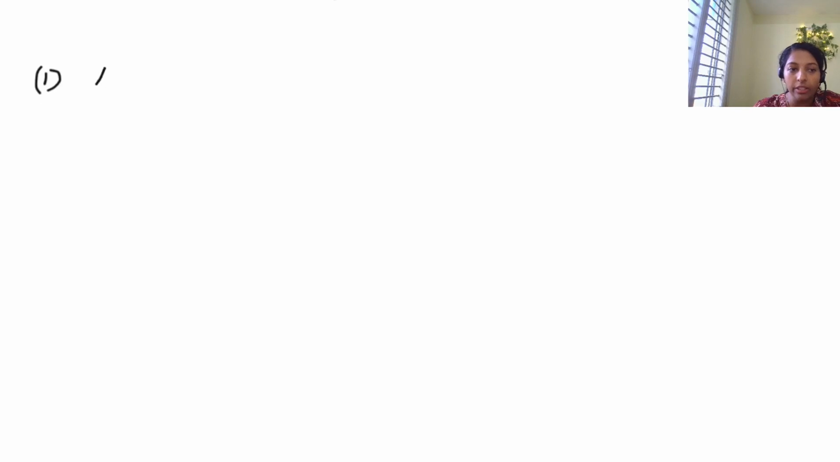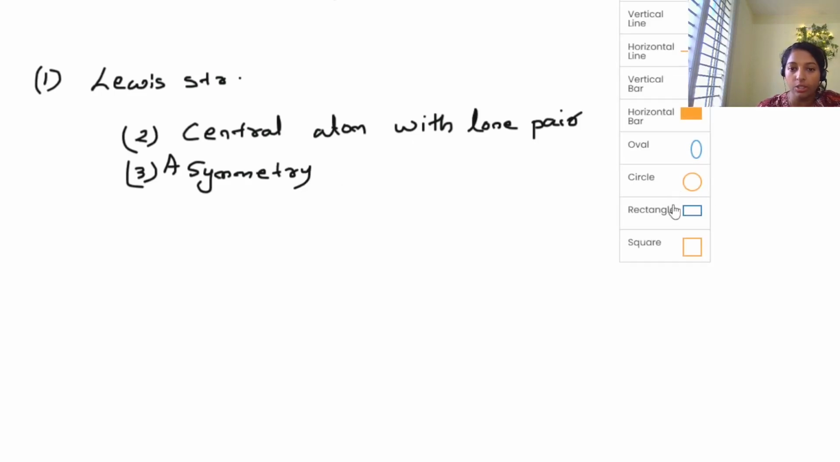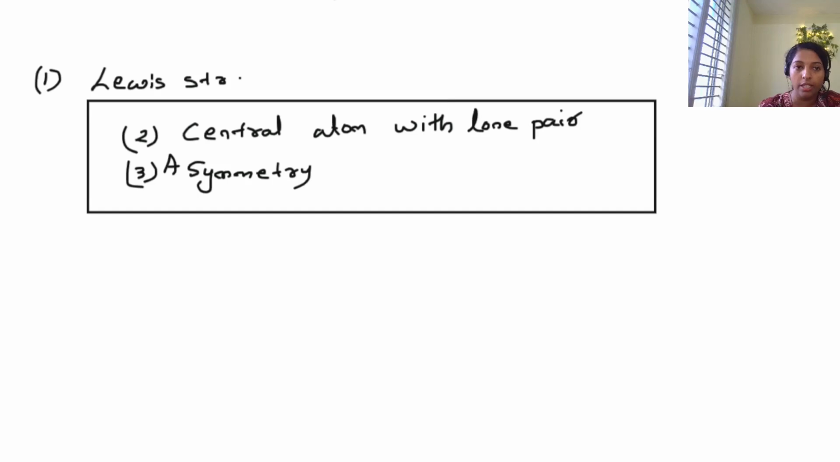First step, draw the Lewis structure. Then check the central atom. If the central atom has a lone pair, it is usually polar. And another one, if asymmetry is there, that is also polar. These are the two conditions. First, draw the Lewis diagram, and if there is a central atom with a lone pair or asymmetry, it will be polar.